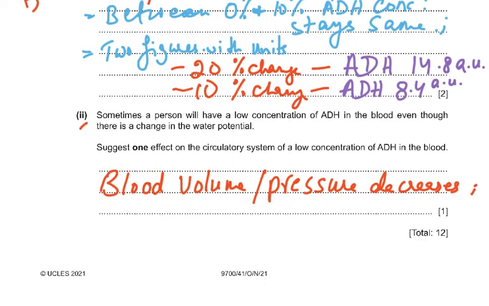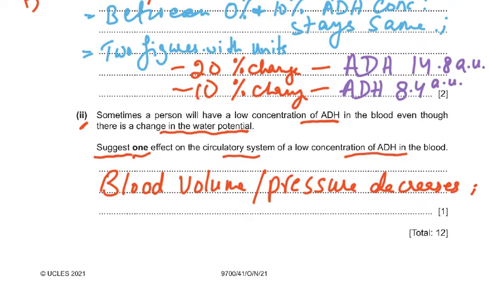Coming on to part two of the question, you can see sometimes a person will have a low concentration of ADH in the blood, even though there's a change in the water potential. Suggest one effect. Now, I always say suggest are the ones which actually discriminate between the A star and the A student. So if you know the suggest, you're probably going to get a few extra points, because suggest is always very difficult. And I often say just leave the suggest part, because it is very challenging. If you waste a lot of time on it and you are unable to do it, then it's really futile. So suggest one effect on the circulatory system of a low concentration of ADH in the blood.